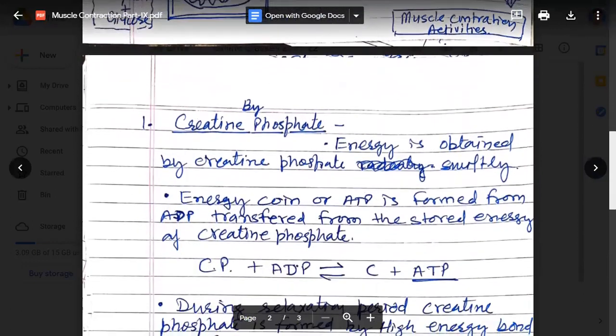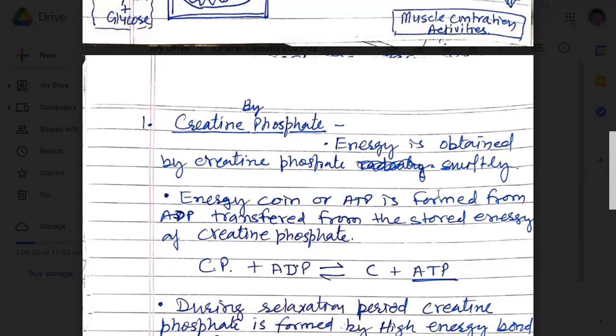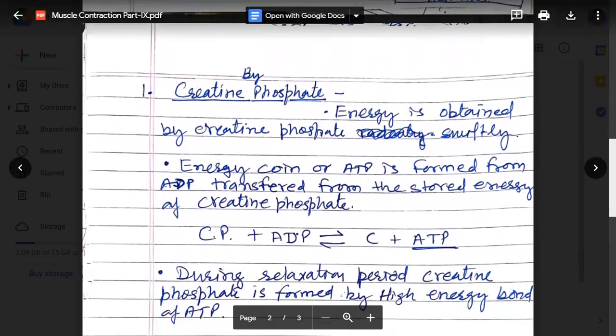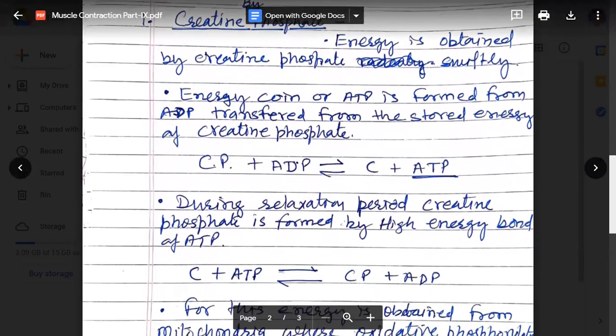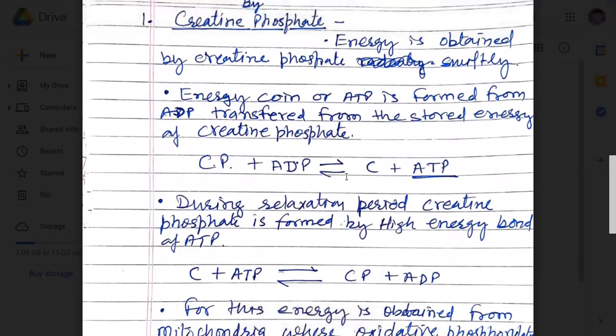The creatine phosphate energy is obtained swiftly. We can say the energy readily converts as ATP by the creatine phosphate present in the muscle fiber. Energy coin, or the ATP, is formed from ADP transferred from the stored energy of creatine phosphate. Like creatine phosphate plus ADP gives creatine plus ATP.